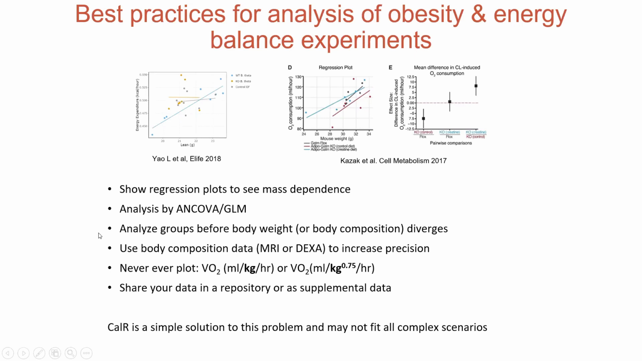If at all possible, analyze groups before body weight or body composition has diverged, and use body composition data to increase precision if possible. Never ever plot per body weight or, God forbid, one of these exponents when you're comparing the same strain with just differences in body composition. This is really, it's wrong.